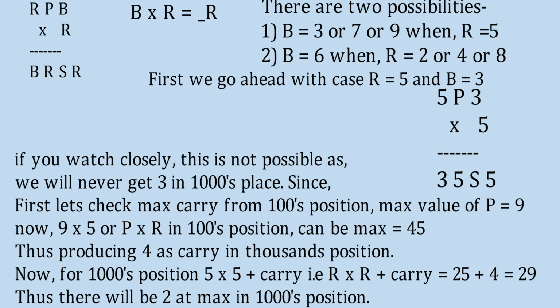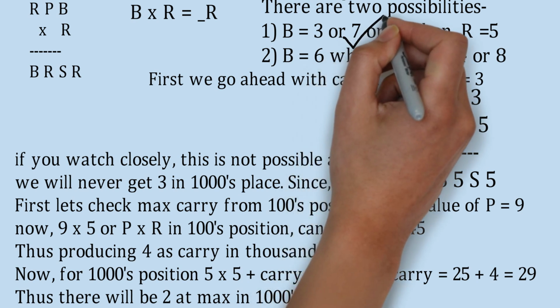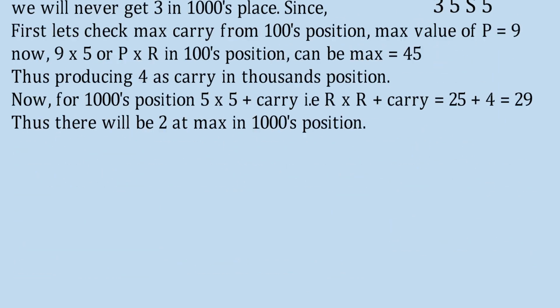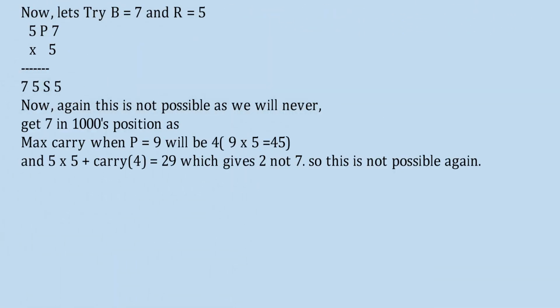Let's try for another. When b equal to 7, r equal to 5. Let's put the value. So 5p7 into 5 gives 75s5. Similarly, this case is also not possible, as explained earlier, because even if p is 9, it can generate a carry of 5. So a maximum of 2 can come at the thousandth place.